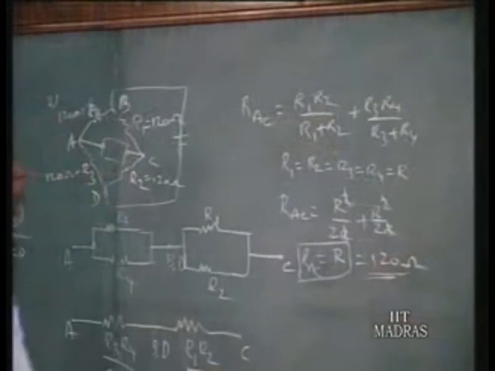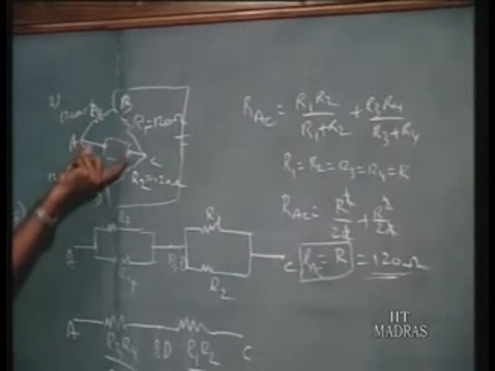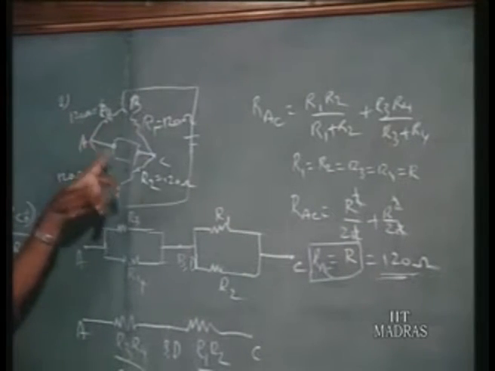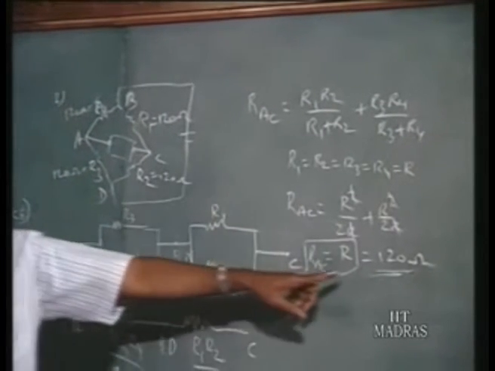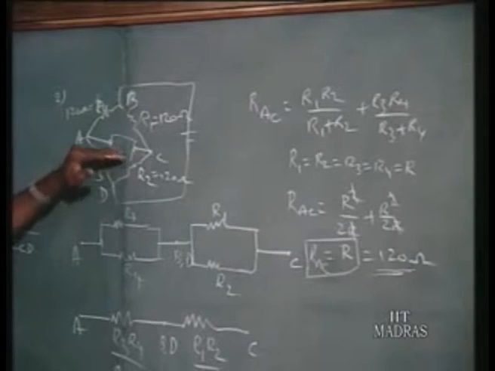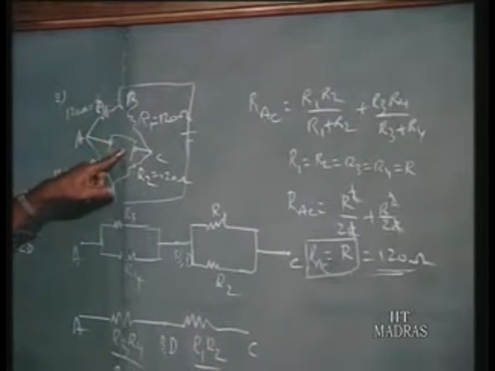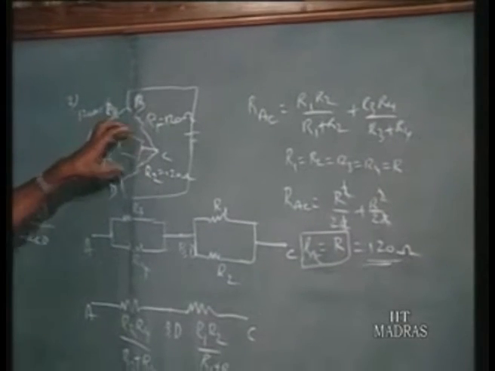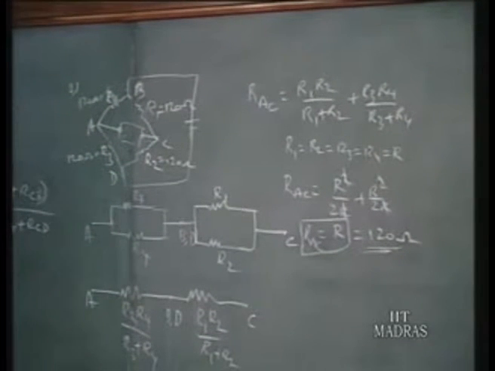Now once we know the resistance of the bridge circuit as reflected across AC, then the voltmeter should have at least 1200 ohm. That is what we have learned. The resistance of the meter should be at least 10 times the existing resistance, or output resistance, of the circuit.